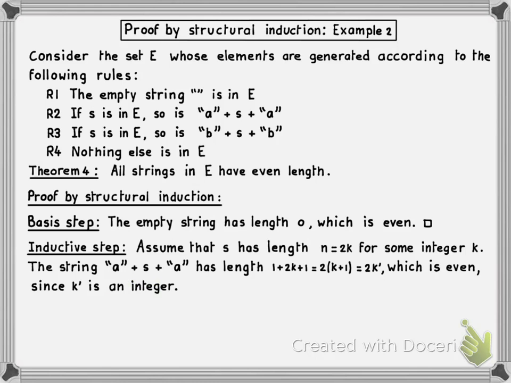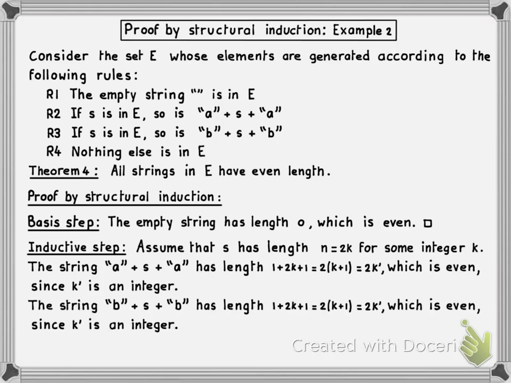Now you can't stop the inductive step proof here because you still have to cover this inductive rule here. Now of course in this case the proof is almost the same. It says that the length of this string is also equal to 2 times the integer k prime, where k prime is k plus 1. Therefore, the length of this string is also even, and now we can conclude the proof of the inductive step.